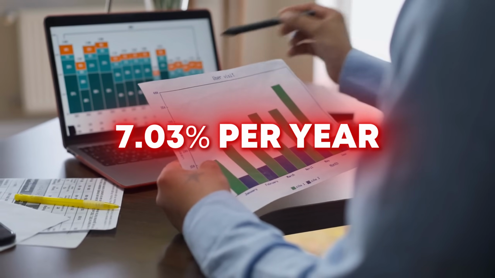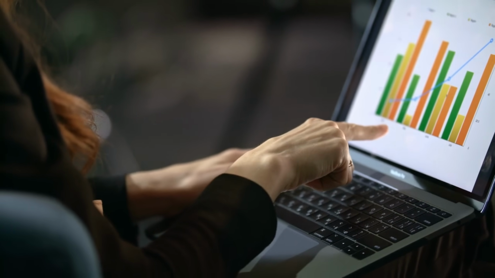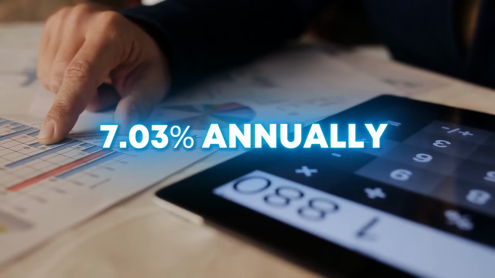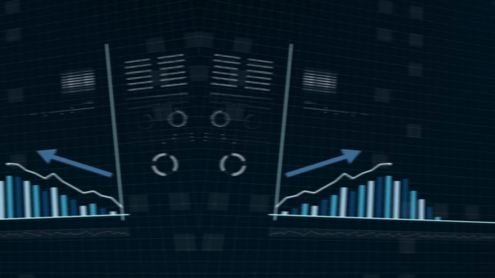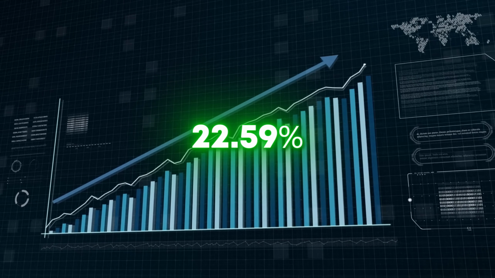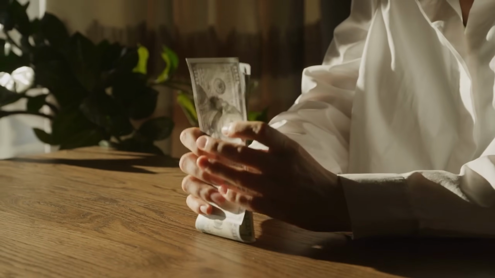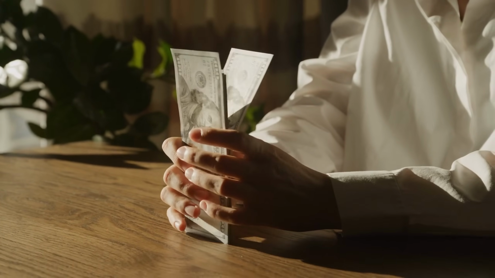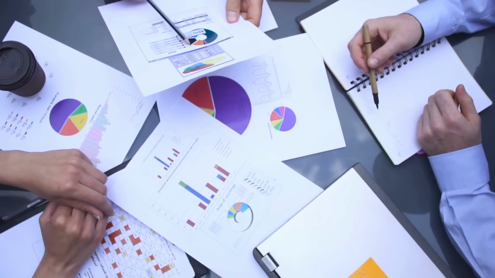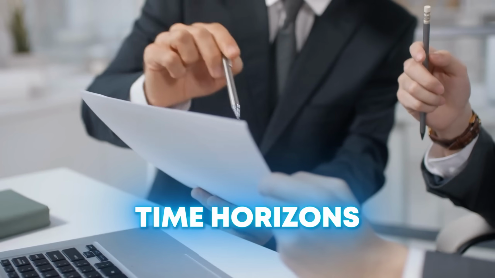7.03% per year. This means that, on average, the property appreciated by about 7.03% annually over the 3-year period, while the total ROI over 3 years was 22.59%. The annualized return gives a clearer picture of the year-over-year growth. This can be useful for comparing this investment with others that might have different time horizons.